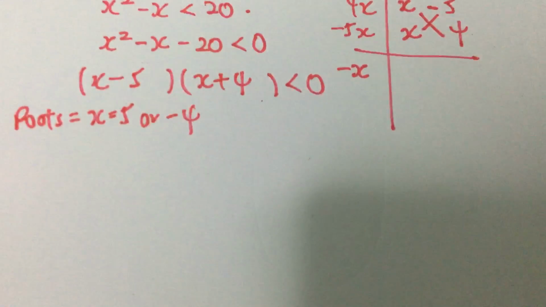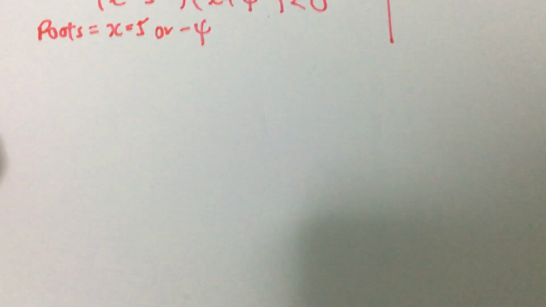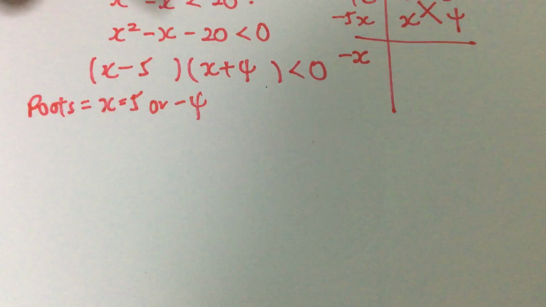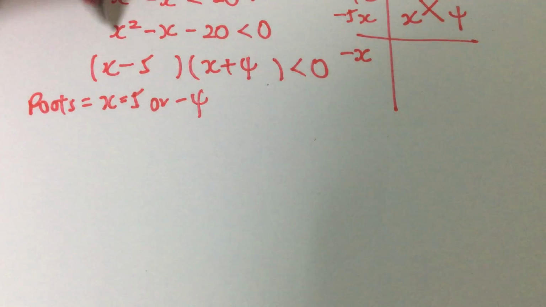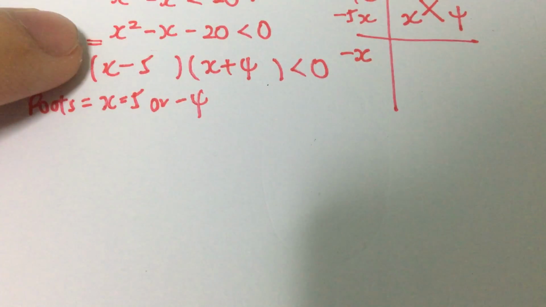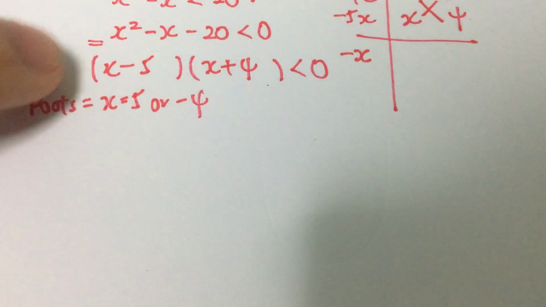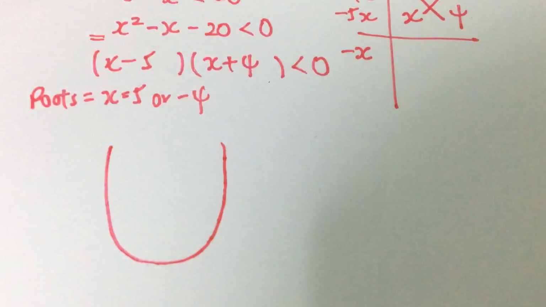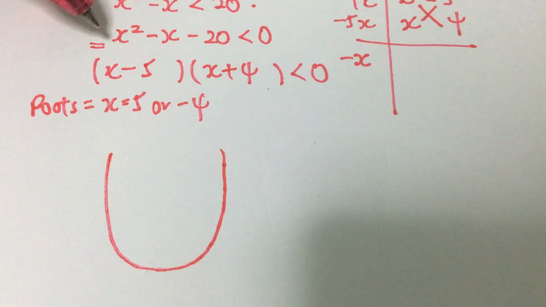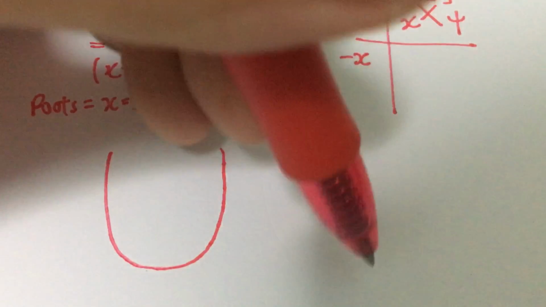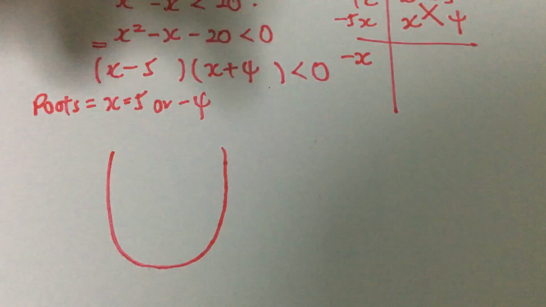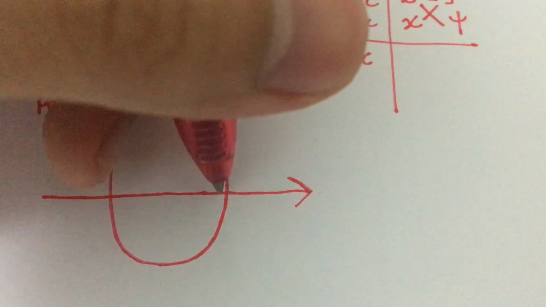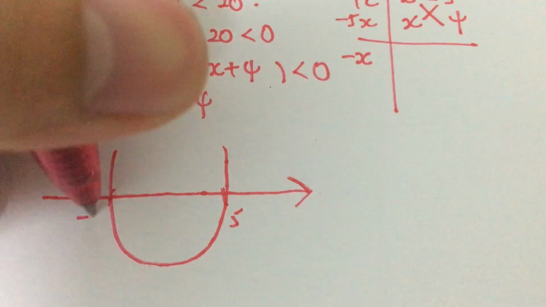The next thing we determine is the quadratic graph itself based on this quadratic equation, and sketch the graph. So how do we determine the quadratic graph? Because the coefficient of x squared is positive, it is a happy face. If the coefficient of x squared is negative, then it will be the other way around, a sad face. After which we draw the x-axis as well, and then we input the roots we have found, which are 5 and negative 4.